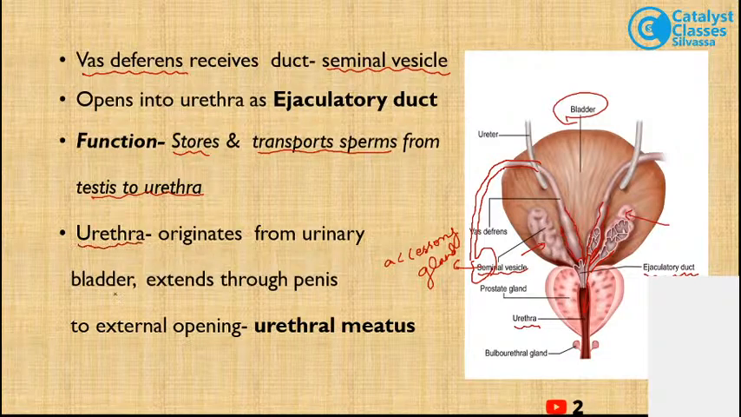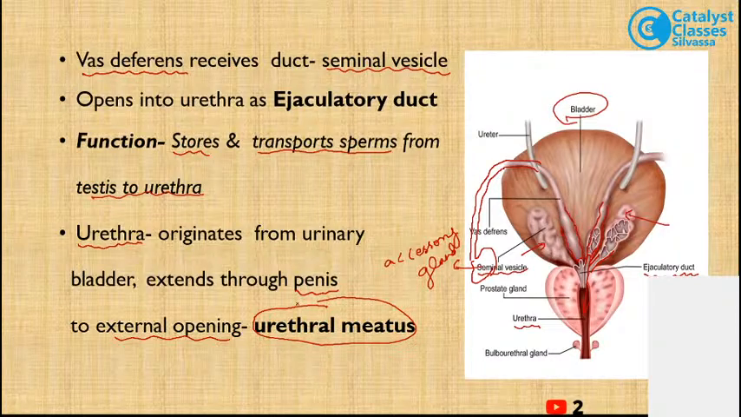From the urinary bladder, and it extends through the penis and opens outside through an external opening called the urethral meatus. Okay, the penis opens outside the body in males through the urethral meatus, and it is through this urethral meatus only that the urine as well as the seminal plasma, you can say the semen, will be passed outside the body in males.